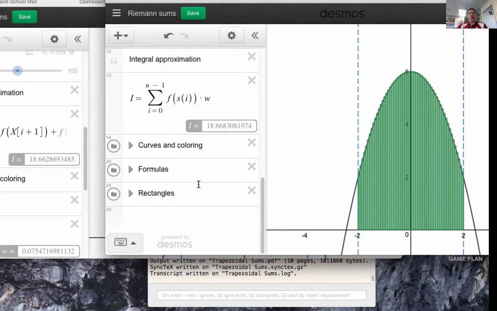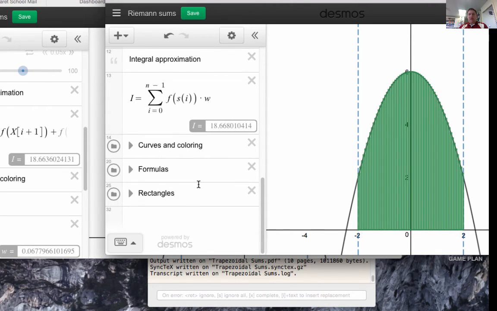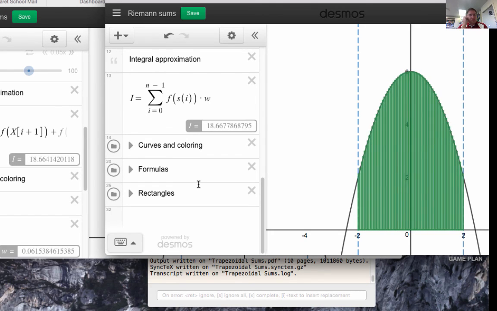Alright, cool. Okay, well, I don't know if I've convinced you if trapezoids are better than rectangles or not, but it's just another tool that we can use to find the area under a curve. We'll talk more about this in class.